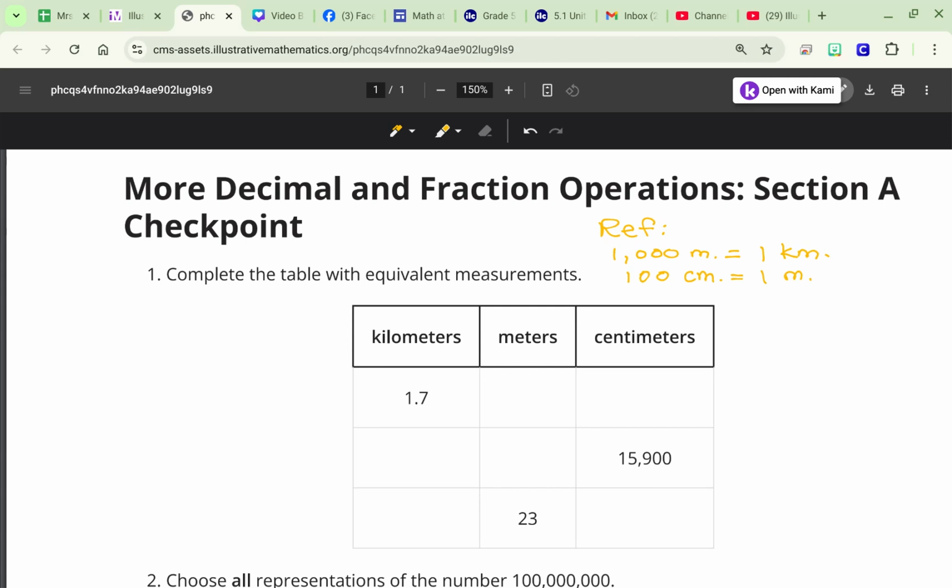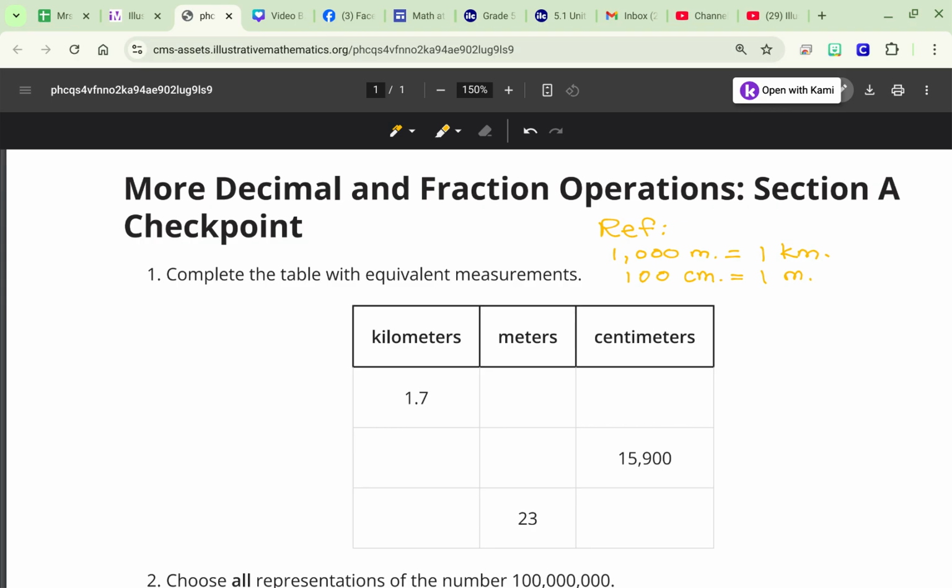Good morning, mathematicians. This is our Section A checkpoint for Unit 6, and we're starting off in number 1 with some multi-step problems involving measurement conversions. So the first thing that I want us to think about is the reference units that we're going to be utilizing as we complete this table.